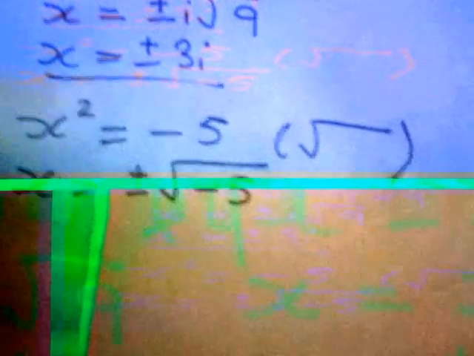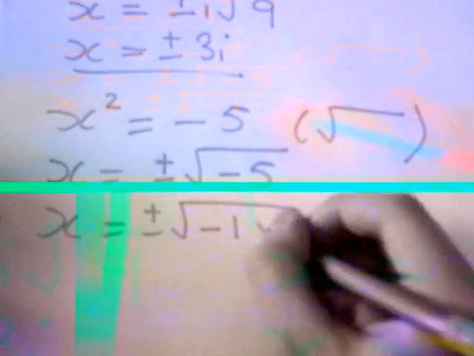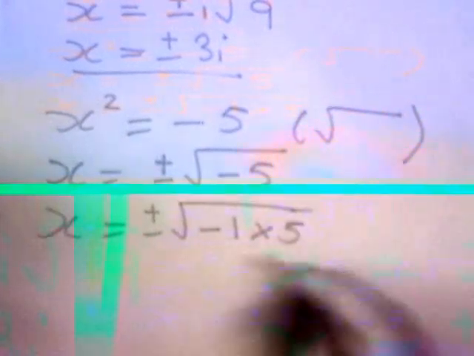Okay. So now you have to get the imaginary number involved. So you're going to get minus 1 in the square root sign. So x is plus or minus the square root of minus 1 multiplied by 5, because they're the two numbers that make minus 5. That's where I'm getting them from.